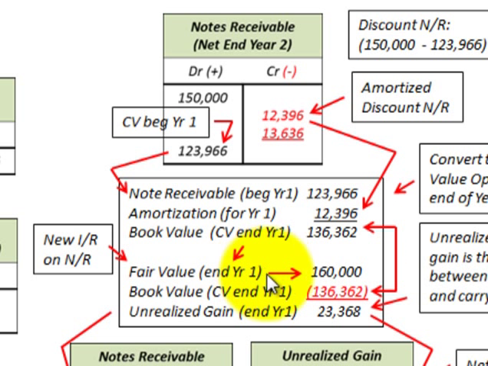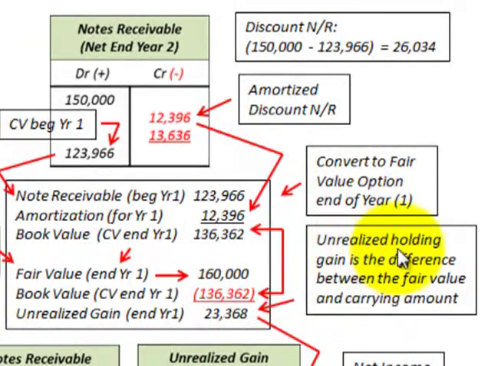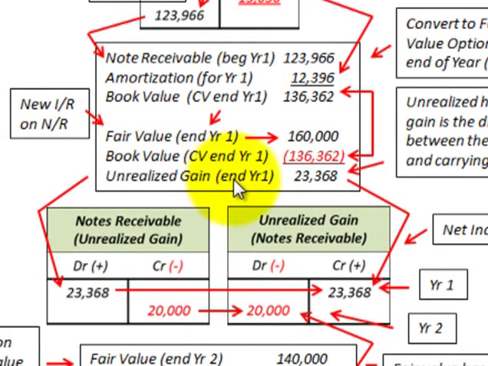So we take the fair value that we have of $160,000 and compare it with our book value or carrying value at the end of year 1 of $136,362. So you can see we had an increase. In this case, the difference was $23,368, and that is recognized as an unrealized gain at the end of year 1. Now this unrealized holding gain is really the difference between the fair value and the carrying amount at the end of year 1, or if you're comparing periods, we have to match them up for periods. So how would we record this?